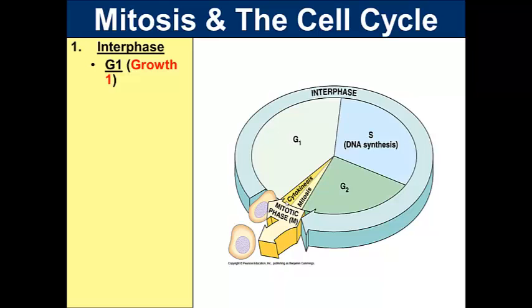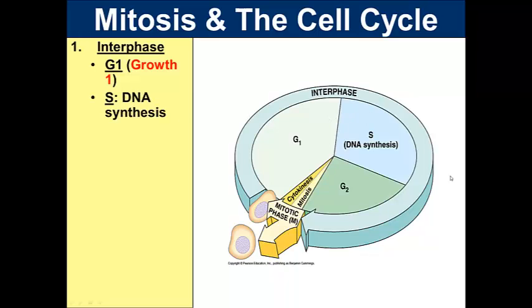Mitosis in the cell cycle. Primarily, most of the time the cell exists in this state called interphase. Interphase is divided up into 3 separate phases. The first one is G1, which is a growth phase, so the cell gets bigger and it replicates things that it's going to need for DNA synthesis.